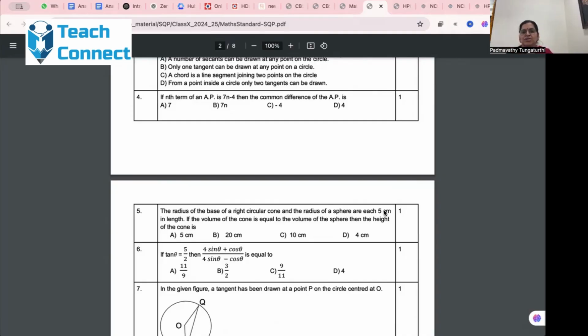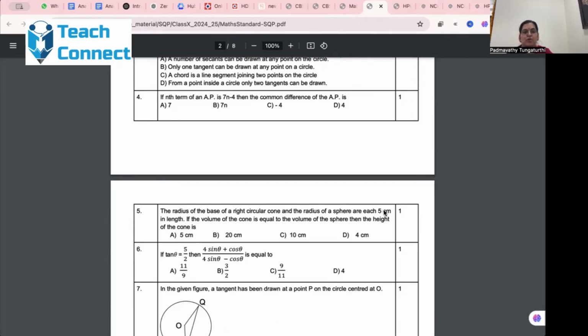1 mark question, you will have 2 minutes of time. Substitute 7 into 1 minus 4, 7 into 2 minus 4, 7 into 3 minus 4. Each time there is a rise in 7. That's how 7 is the answer for this question.